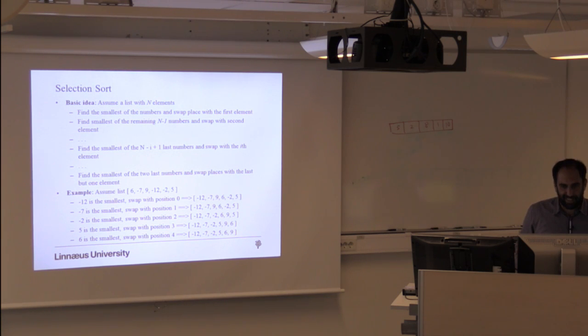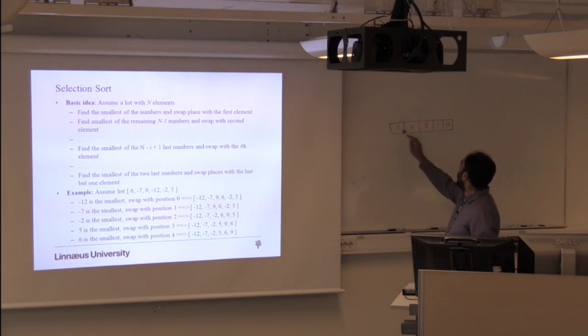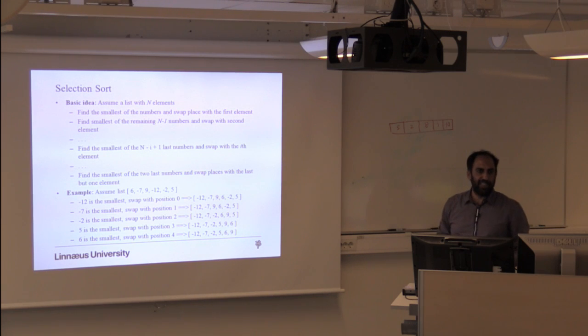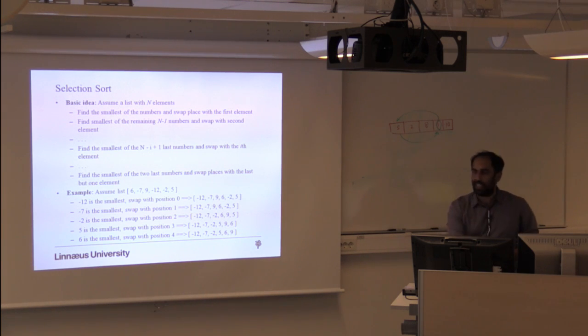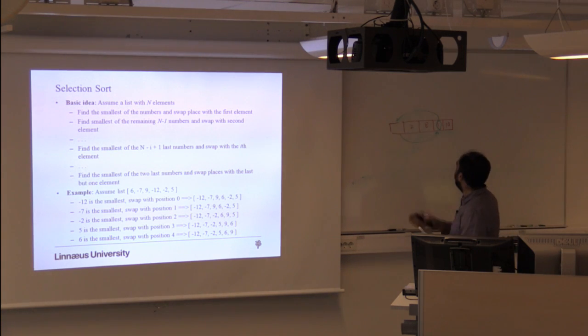Find the smallest in the list and swap it with the first one. Okay? So you go through all the elements in the list and find out which one is the smallest, the lowest value. In this case, we have this one, and we will swap these 2. So a general approach will be like we move them.